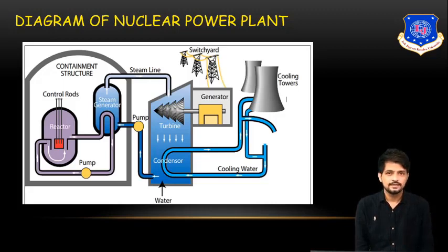Okay, now on the right hand side you can see the cooling towers. Water is already present in the cooling towers, and that cooling water is given to the steam generator where the water is present. Here we are not wasting the water, we are using the condenser. Now what is the basic function of the condenser?